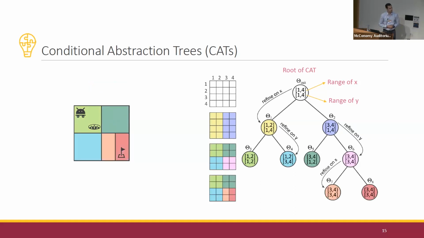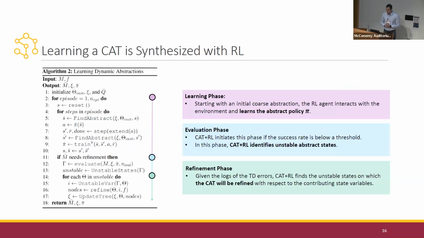This process can continue. And as we continue the learning, evaluation, and refinement phases, we get more details around the salient part of the state space, and that's exactly what we want. CAT-RL needs to dynamically regulate these phases to effectively synthesize the abstraction refinement process with the learning of a purely abstract policy, or just by implementing purely abstract RL.